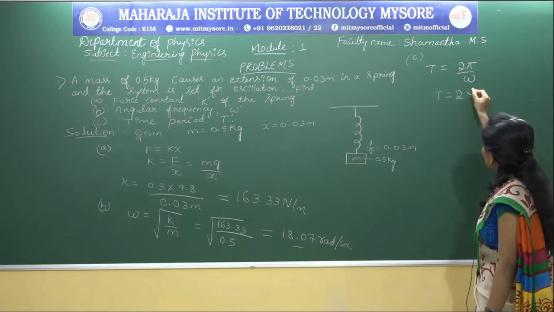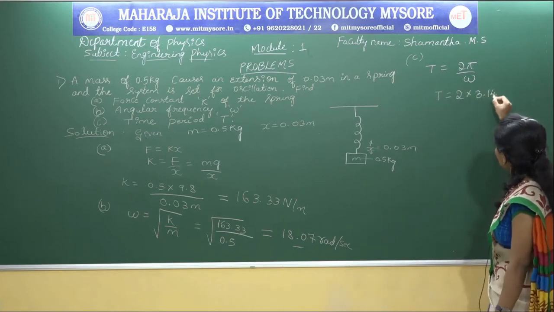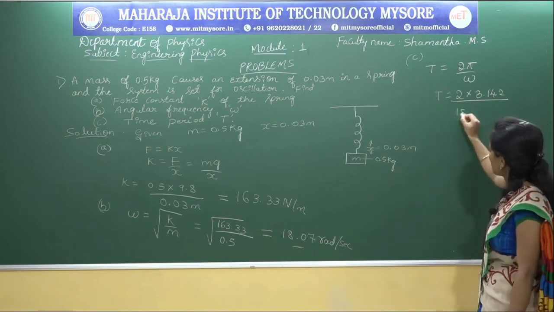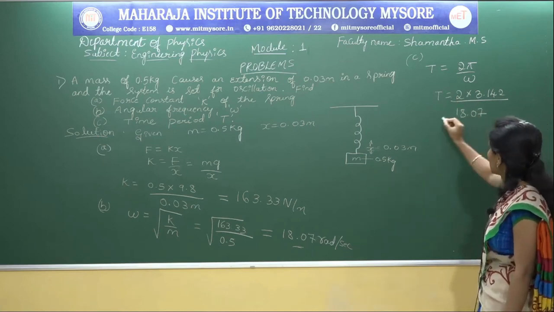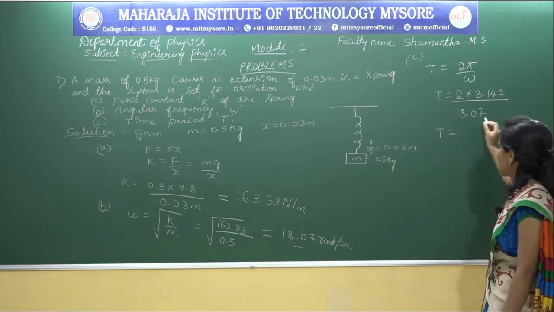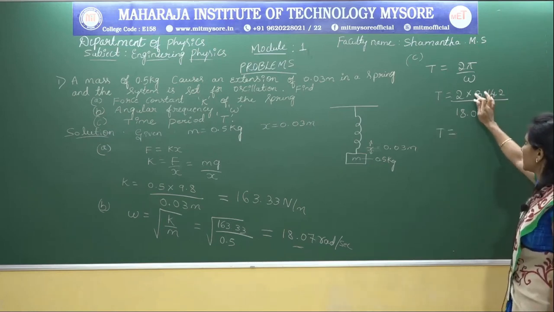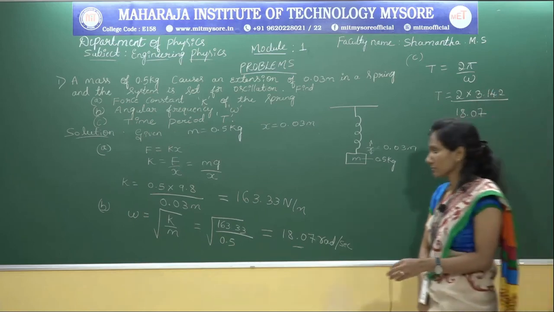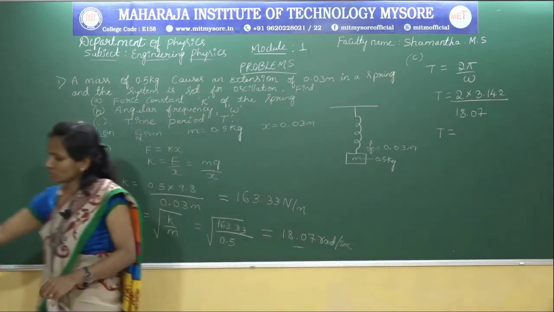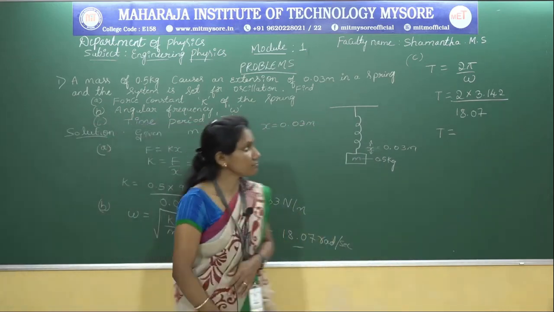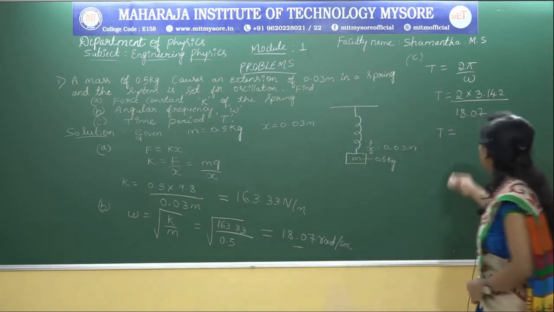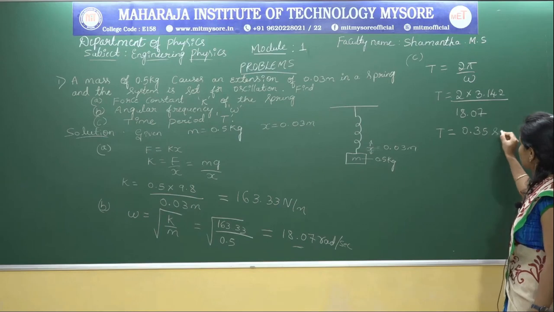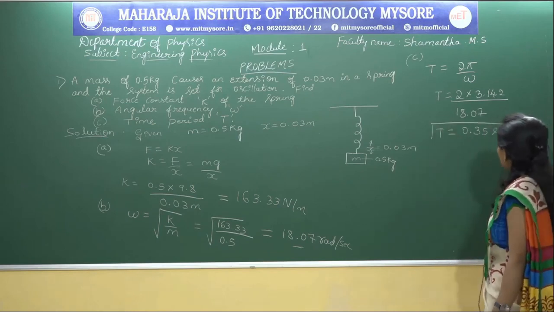Substitute 2 into 3.142 pi value, and what is the omega value we got? 18.07. So by using the calculator, calculate it, then we will get T is equal to 0.35 seconds. So this is the time period formula.